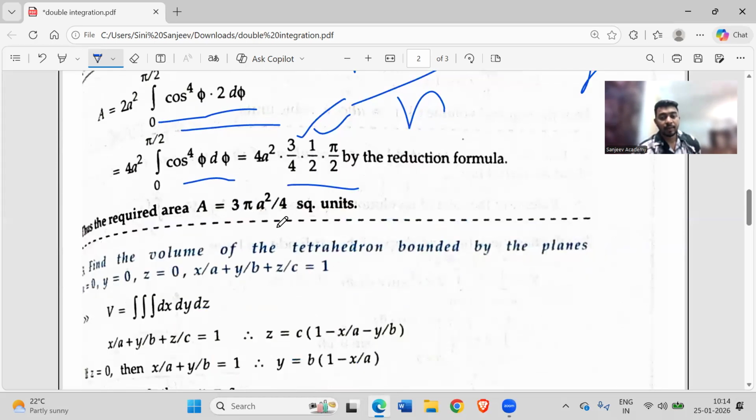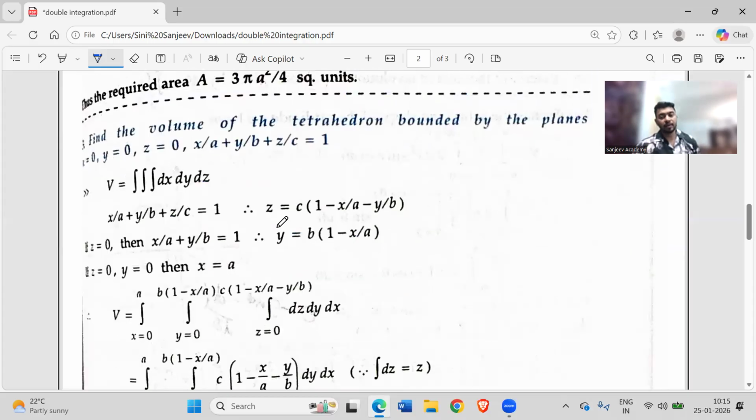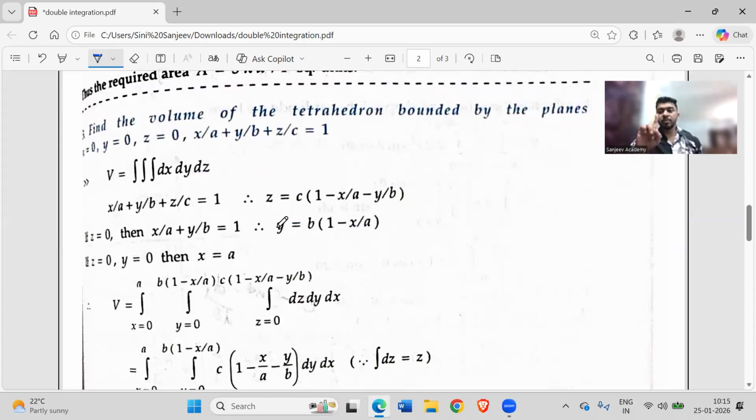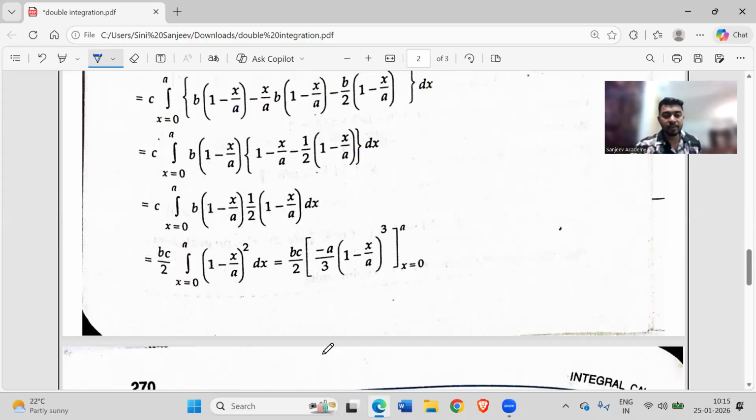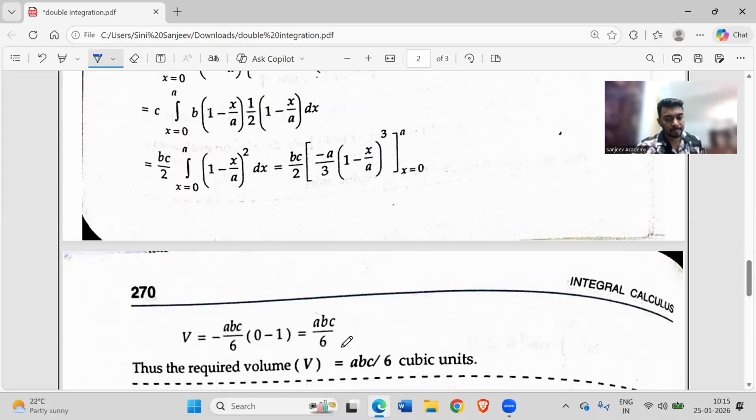And then the last one, the volume of a tetrahedron. Remember this. This is the easiest way to get the final answer correct. It is basically abc by 6 that is the answer for this. Tetrahedron: the moment you see it, the answer is abc by 6. That's all.